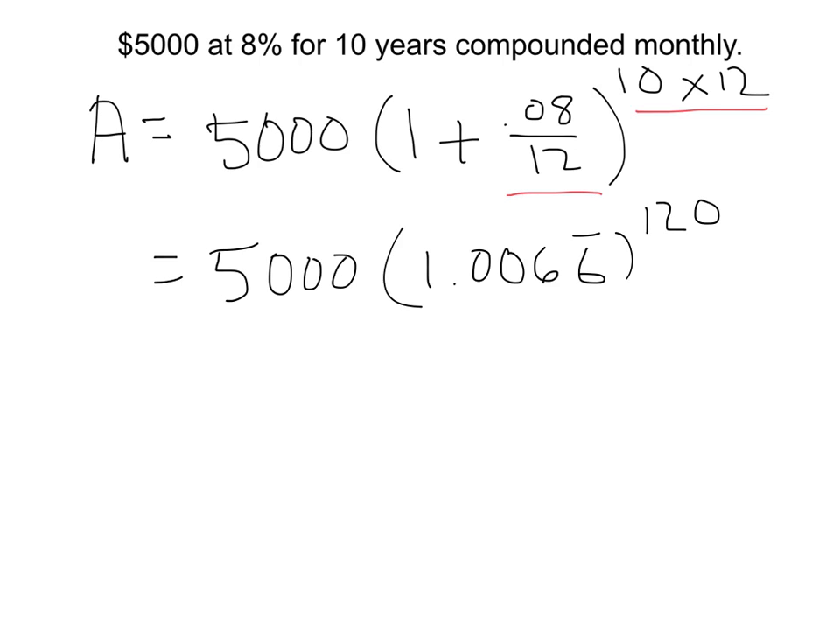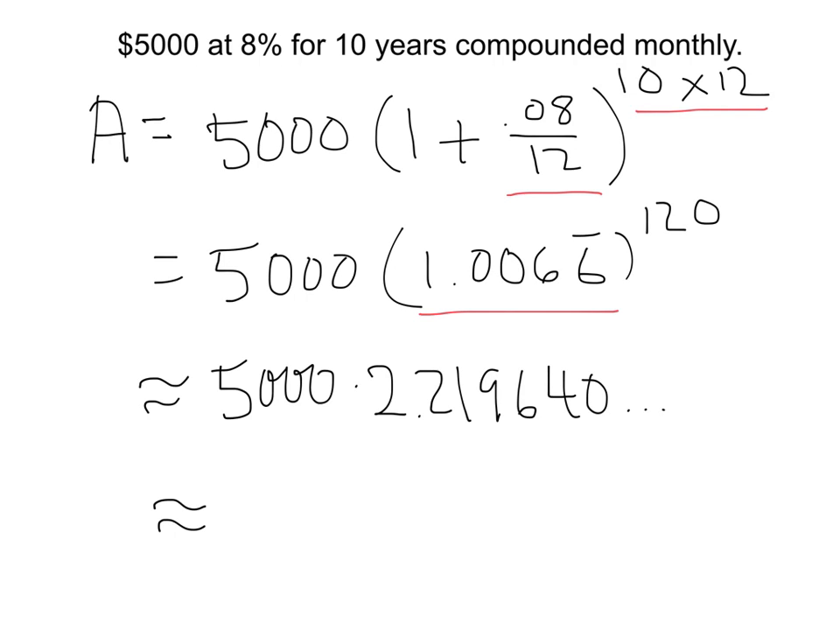Now you should simply, using your calculator, keep this as accurate as possible by taking this number and adding it to 1 so that you get this nice multiplier here, and then raise that to the 120th power. That keeps it accurate. So that gives us approximately 2.219640, etc., which when we multiply by 5,000 gets us approximately $11,098.20.